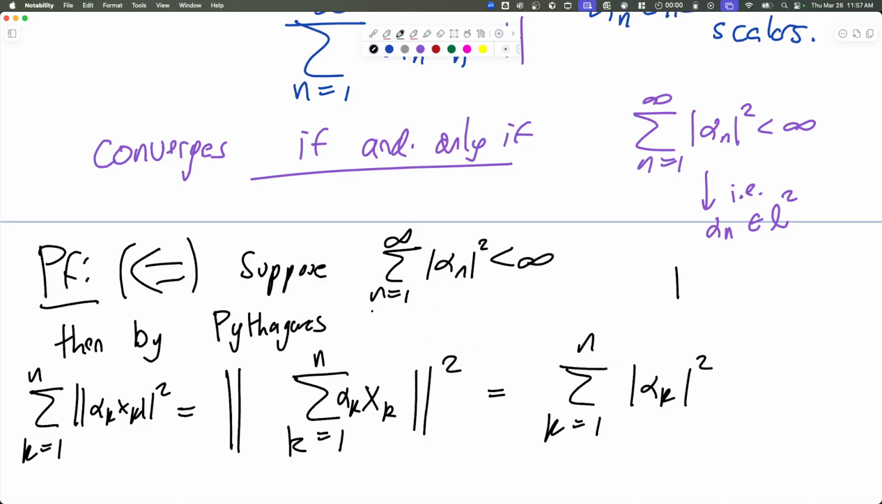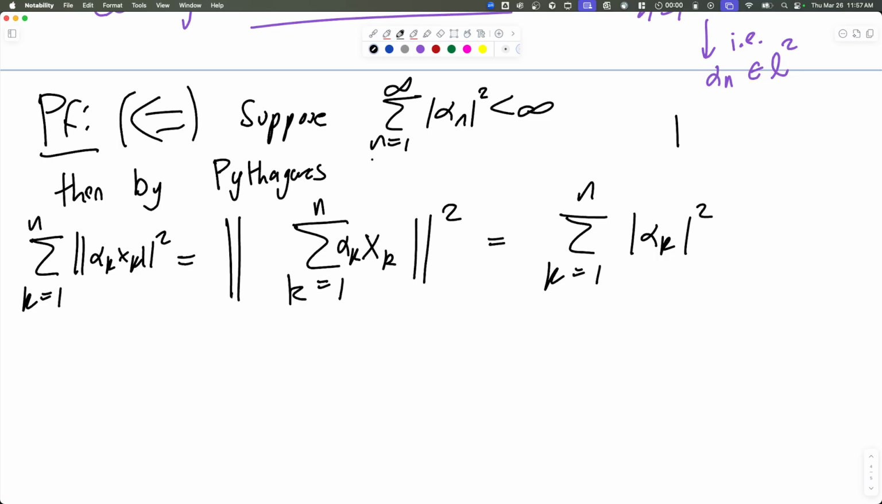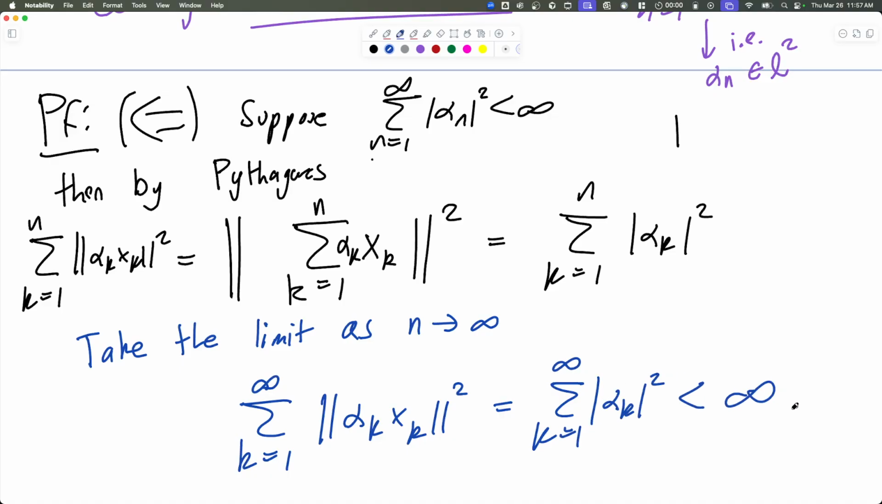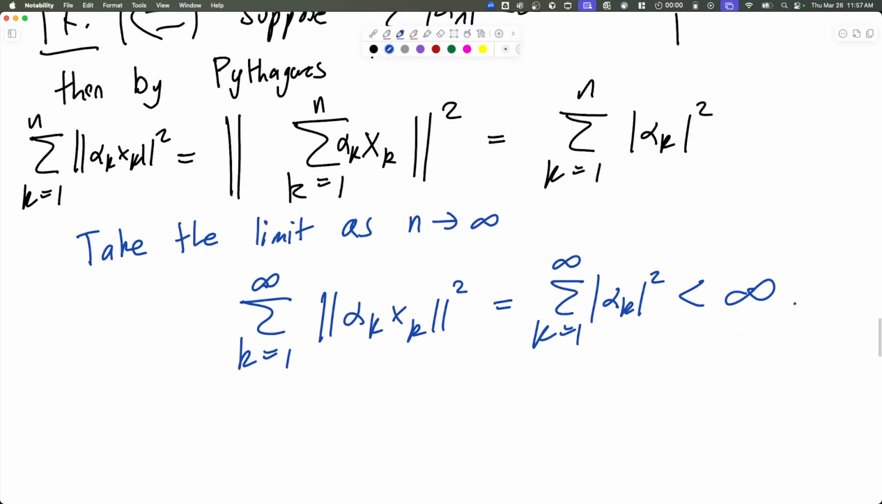Okay, so this is true for any n. And this number in the limit n goes to infinity is converging to some finite number. So now we take the limit as n goes to infinity. And what we conclude is that this infinite sum, k equals 1 to infinity, of the norm of alpha k xk squared equals this infinite sum of alpha k squared, which is less than infinity. Okay. And this means the sequence is absolutely summable. Therefore, this infinite sum, alpha k xk, is absolutely summable.